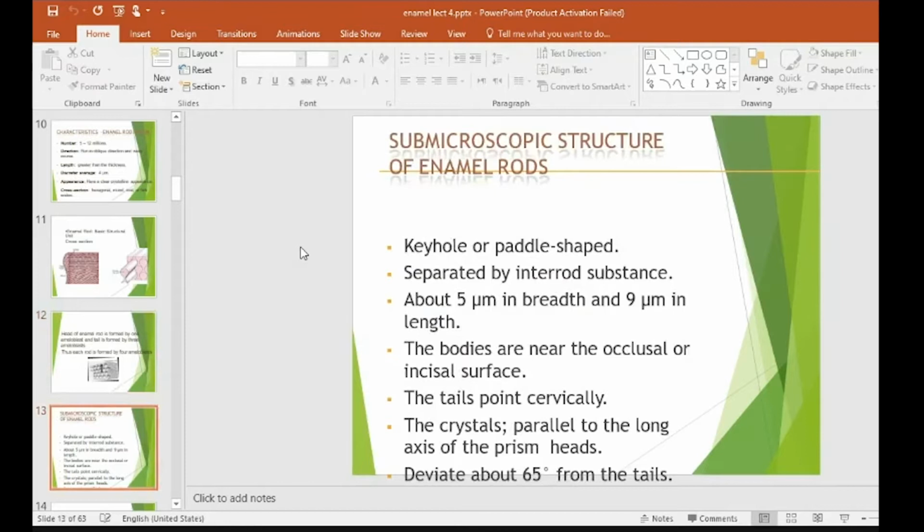Submicroscopic structure of the enamel rod. Keyhole or paddle shaped, separated by interrod substance, about 5 micrometers in width and 9 micrometers in length. The bodies are near the occlusal or incisal surface. The tails point cervically. The crystals are parallel to the long axis of the prism head. This is all a description of the enamel rod.